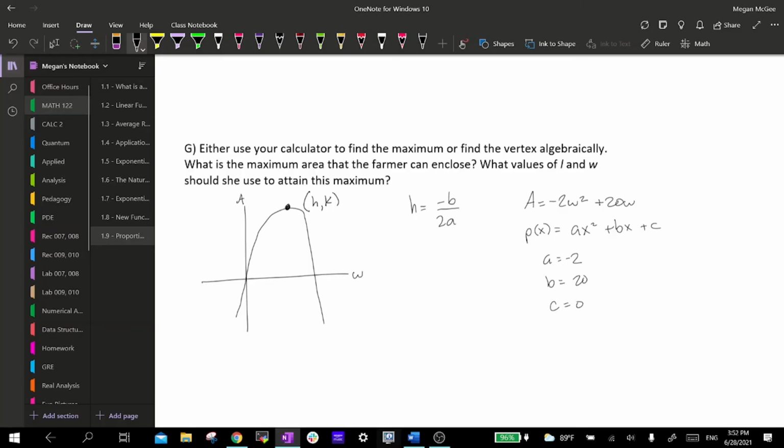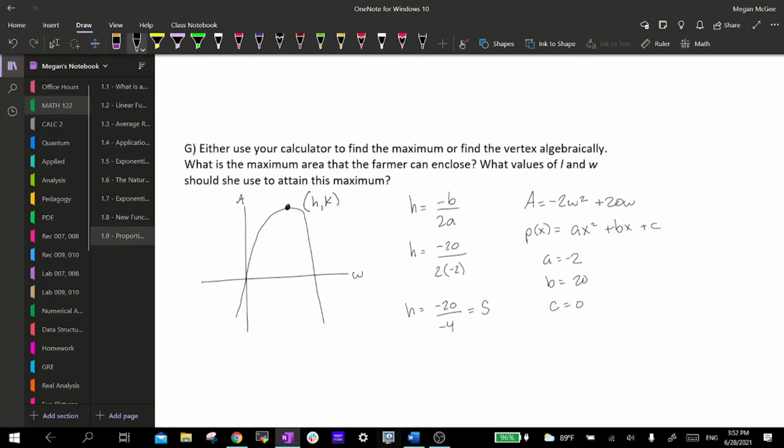All right, so we come over here to find h, which is our w value, right? And we have negative b, so that's negative 20, over 2 times a, which is negative 2. So we get h is negative 20 divided by negative 4, so we get h is 5.